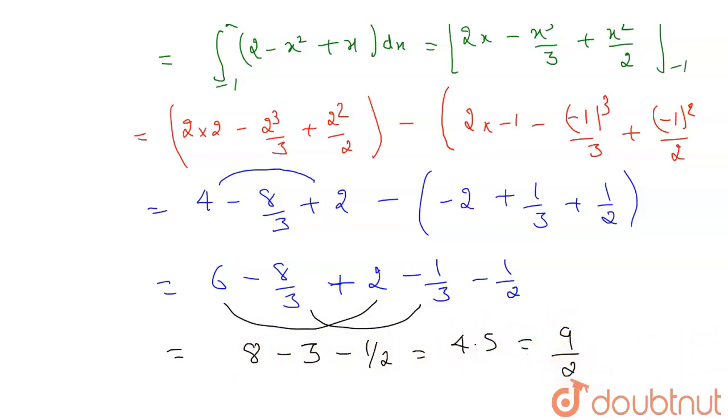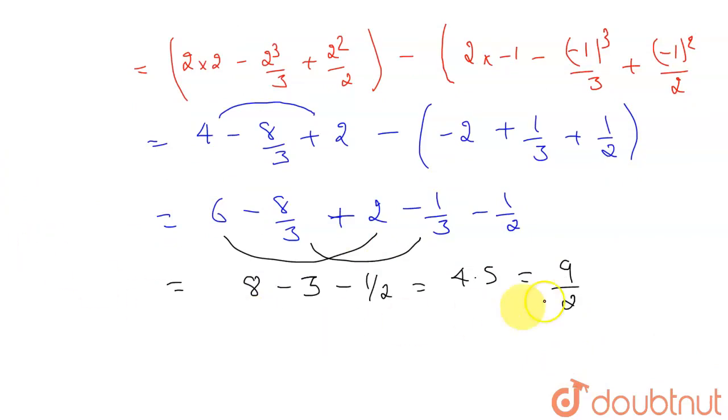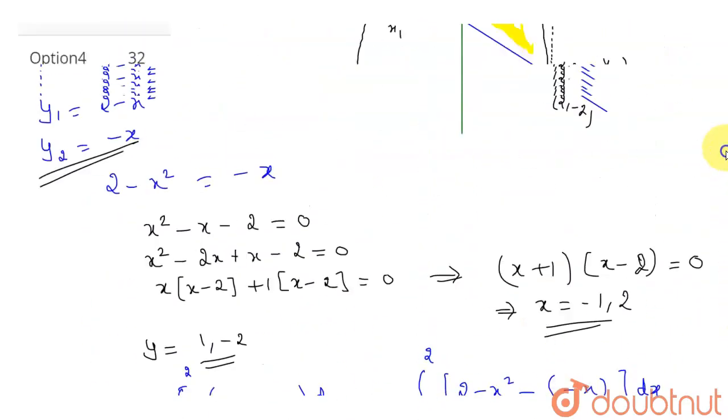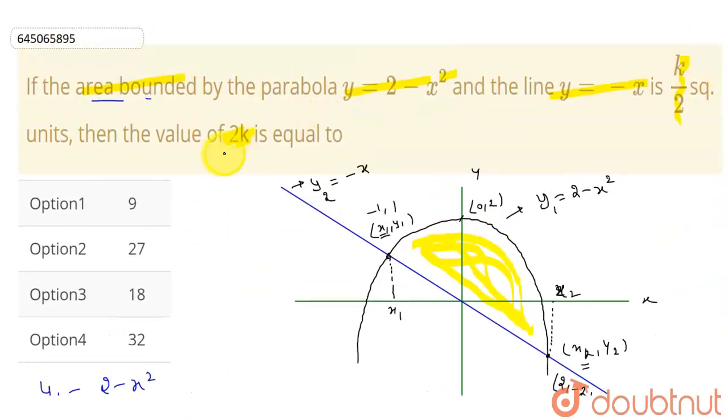In the question the area is given as equal to k by 2, so it implies the value of k will be equal to 9. But we have to find the value of 2k, so 2k will be equal to 2 into 9, which is 18. So 18 will be my answer. Let me confirm: we have to find the value of 2k and this area is given as k by 2, so we have found 2k to be equal to 18. So 18 is the correct answer.